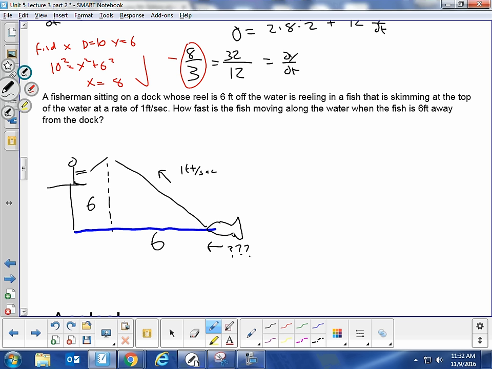Okay? It's important that he's reeling in at a rate. So that line, the fishing line, that's decreasing at 1 foot per second. Notice we have another right triangle, so we know we're going to use d squared equals x squared plus y squared.